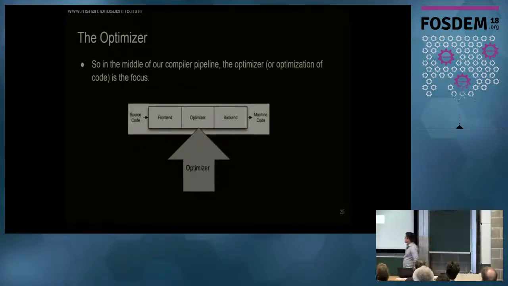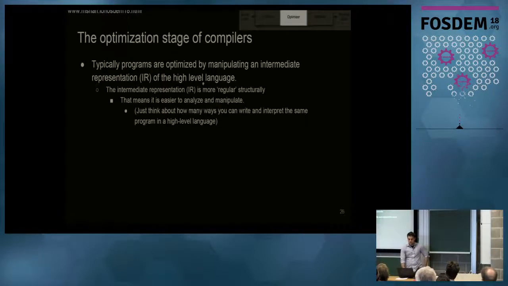Okay, so in the middle of our compiler pipeline, there's this optimizer, so that's going to become the focus of this project, or at least of Lattner and his team in the early 2000s. Typically, what's going on during the optimization stage for compilers? There's some intermediate representation, or intermediate language, that the high-level language gets translated into. This is something that has more of a regular structure, something that can be manipulated a little bit easier.